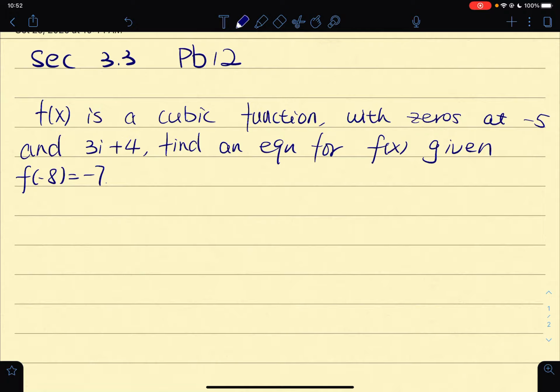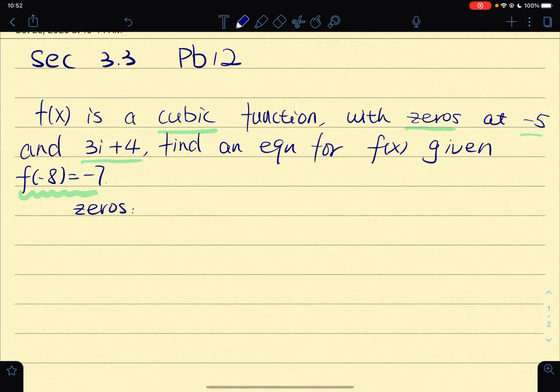So we are going to discuss problem number 12 from section 3.3. What we have here is a cubic function, and I gave you two zeros already. I want you to find the whole function with another piece of information that's given to you. So in order to find my answer, clearly I want to find all my zeros.